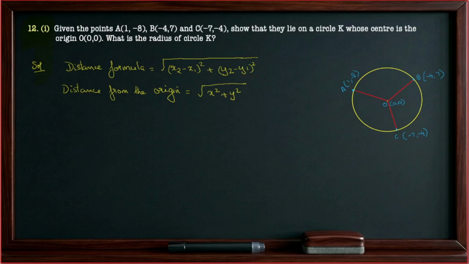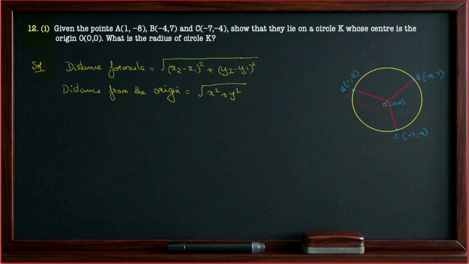But for this question, we don't need to use this distance formula. We can use instead the distance from the origin, which is equal to root of x square plus y square. This formula also we are getting from the distance formula only. So when you're substituting 0 in this distance formula, we'll get a smaller formula, which is root x square plus y square. So we need to use only this formula in this question. So first we are going to find the distance from the origin to A, that is OA.